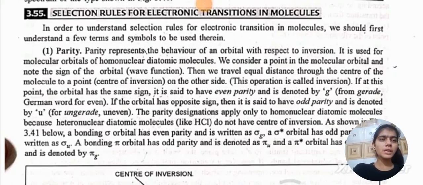We consider a point in the molecular orbital and note the sign of the orbital wave function. Then we travel an equal distance through the center of the molecule, that is the center of inversion, to the point on the other side. This operation is called inversion. If at this point the orbital has the same sign, it is said to have an even parity and is denoted by g, from gerade, the German word for even.